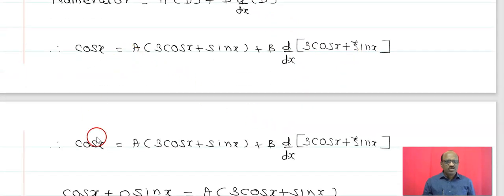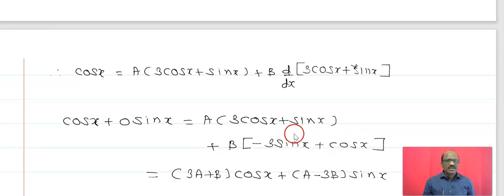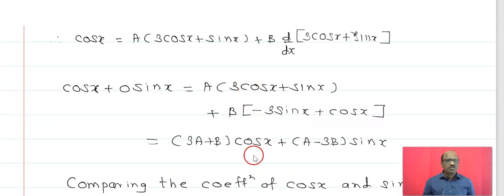Therefore, cos x is equal to a into the denominator as it is, that is a into 3 cos x plus sin x, plus b into d/dx of the denominator. What is the derivative of the denominator? The derivative of cos x is minus sin x, hence b in bracket minus 3 sin x, and the derivative of sin x is cos x. Now separate the terms of cos x and sin x on the right hand side. That is, 3a plus b into cos x plus a minus 3b into sin x.